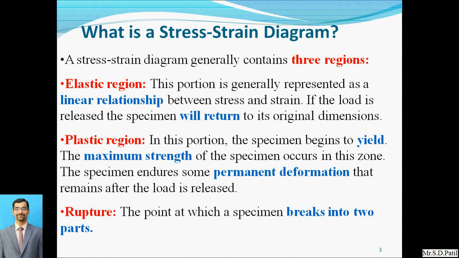The third region is the rupture, that is the failure or fracture, the point at which the specimen breaks into two parts. So that is the failure. These are the three regions in the stress strain diagram: first is the elastic, second is the plastic, and third is the rupture.